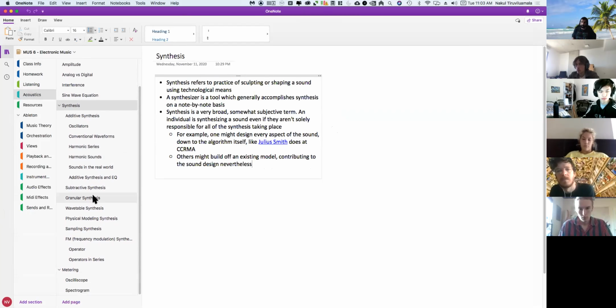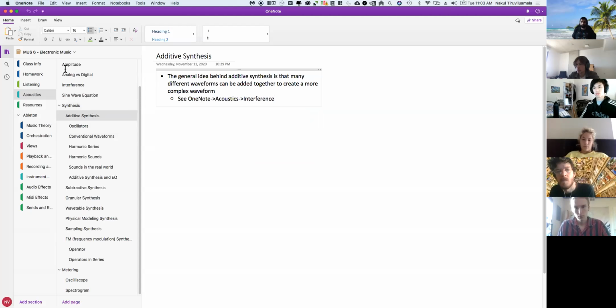You could sample a sound as we've done with Simpler. But you could also use this technique called additive synthesis, which is a really interesting form of synthesis. In order to understand additive synthesis, I realized that we might have to pull up a little bit of trigonometry.